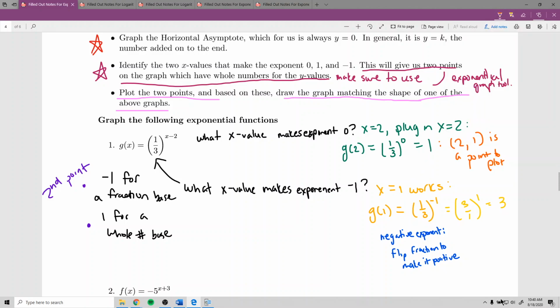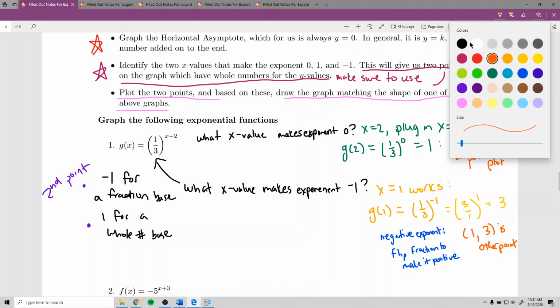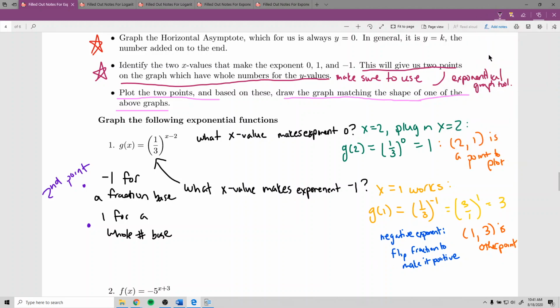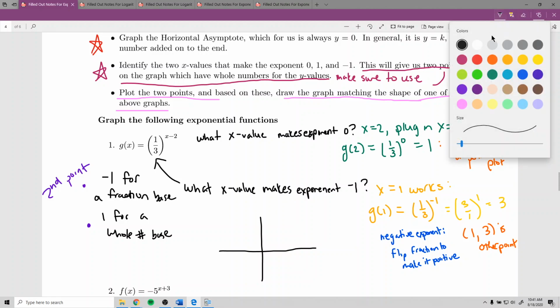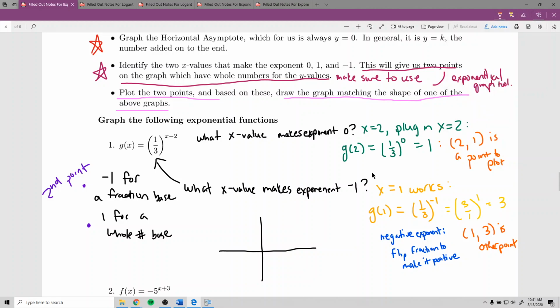So the other point we're going to plot is x is 1 and y is 3. If you plot these 2 points with the exponential graph tool, you will get the correct graph. I'm going to just show you what's going to happen. So x is 1 and y is 3. That's one of our points. Then x is 2 and y is 1 is another one of our points.